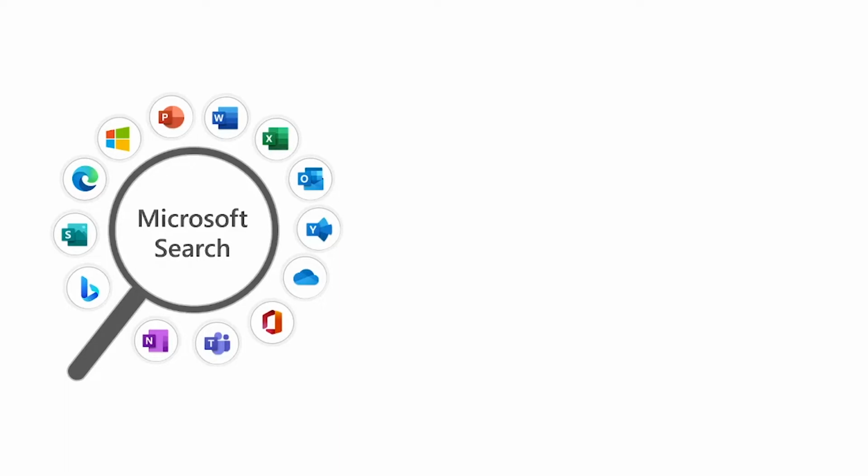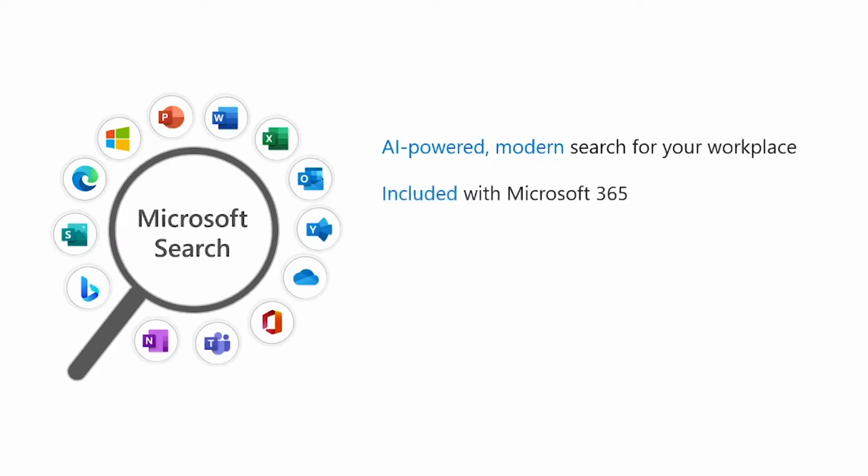Microsoft Search, which is our AI-powered modern search engine designed for organizations, is already included with your Microsoft 365 subscription. It's built on top of the Microsoft Graph, and it takes into account user activities and relationships with the data to provide the most relevant and personalized search results.